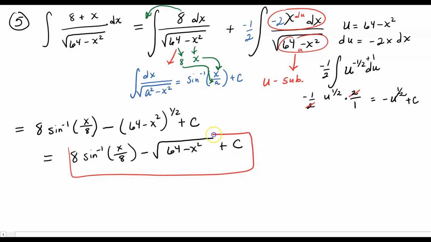So really nice. You have to apply one of the integration formulas and then use substitution. All right, so let's go ahead and take a look at another example.